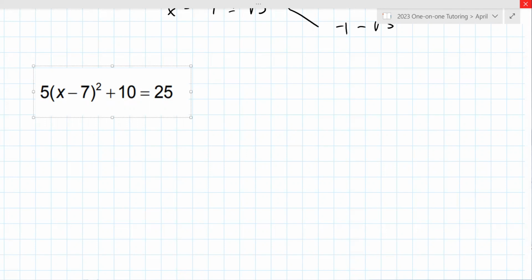So then you get 15. So then 15 divided by 5 is 3. So the square root of (x minus 7) squared equals the square root of 3. Okay. So then you get x minus 7 equals the square root of 3. So then it'd be x equals -7 plus or minus the square root of 3.